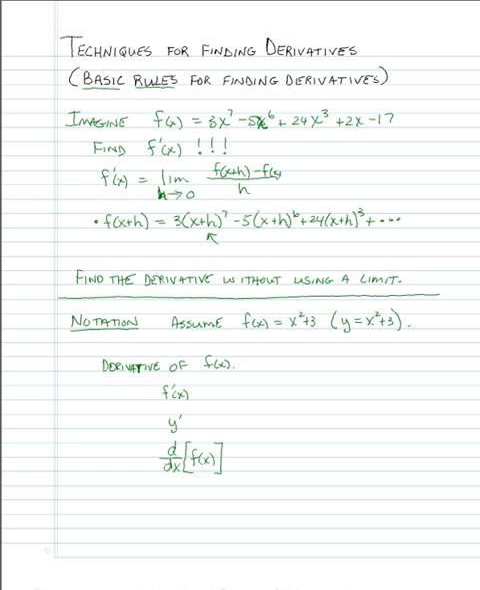If it would have been y is equal to t squared plus 3, then we would have the derivative with respect to t. So we'd have a dt instead in the denominator. An additional way yet is when we don't even have the f of x in function notation, we just want to say find the derivative of x squared plus 3. So you find the derivative of x squared plus 3 with respect to x.